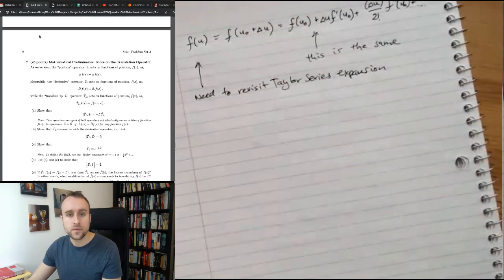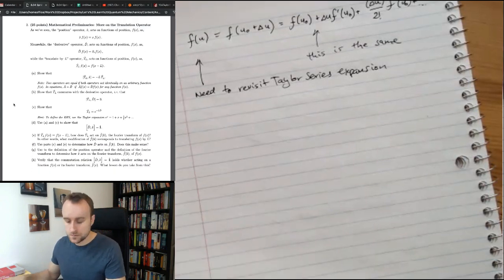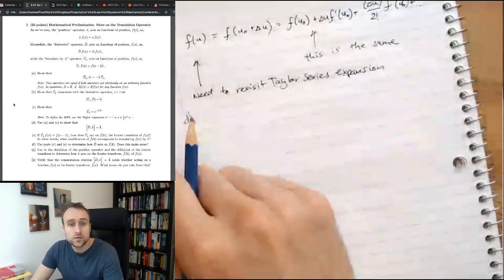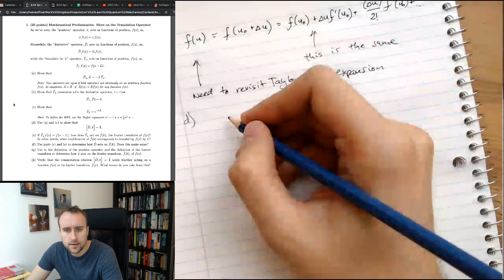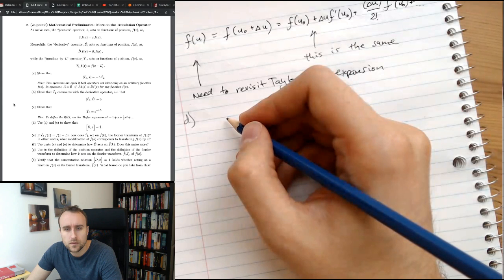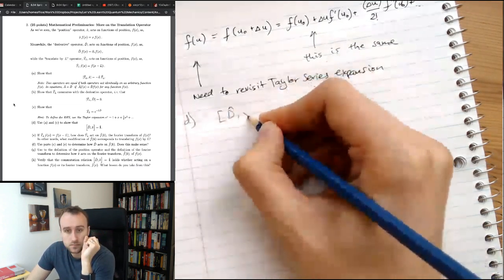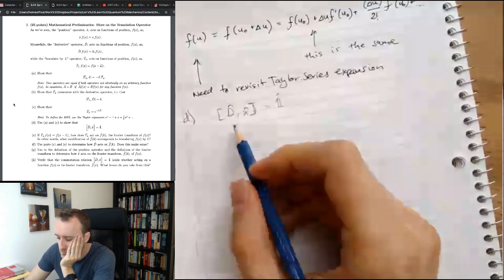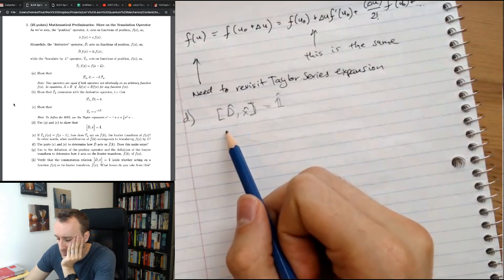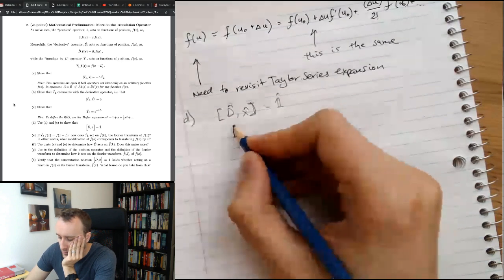All right. Let's go D. Use results A and C to show that the derivative operator in X is equal to the identity operator. So, interesting. Okay. How do we show this? Well, let's just start writing it out.